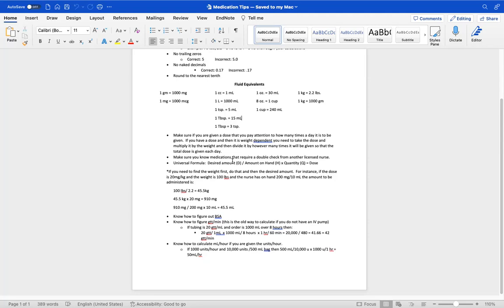Make sure that you know that medications require a double check from a licensed nurse. So insulins, narcotics, anything that we waste. So the universal formula for this is going to be the desired amount over the amount on hand times the quantity is going to be the dose that we have. So that's going to be the formula that we're going to use.